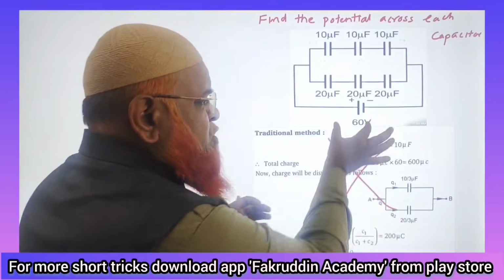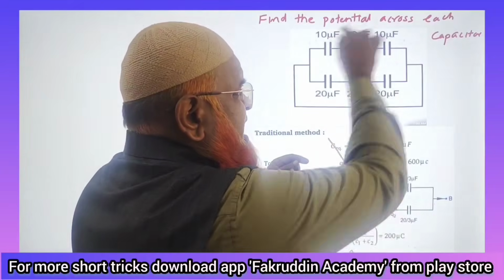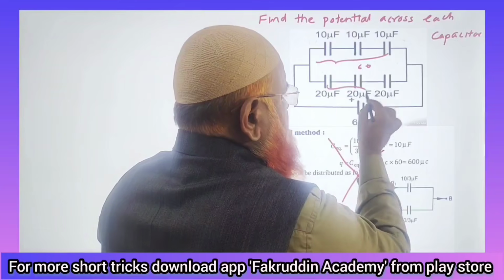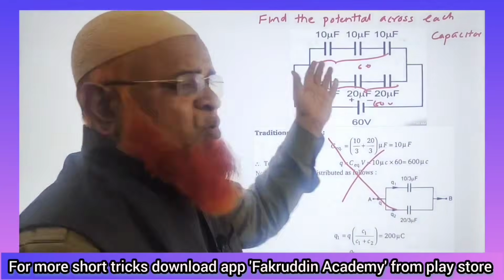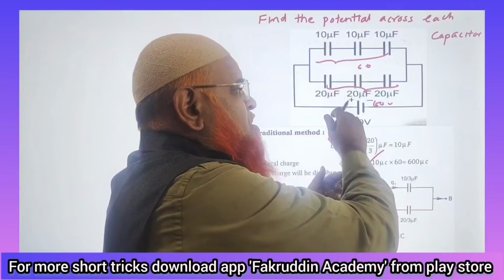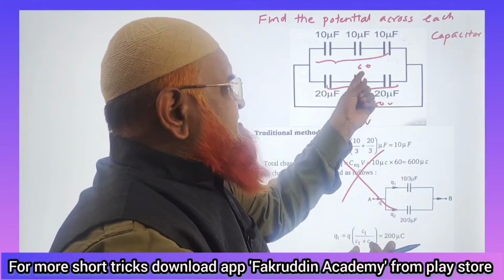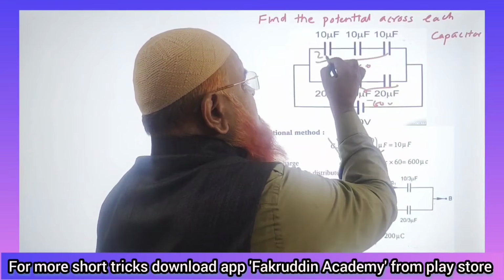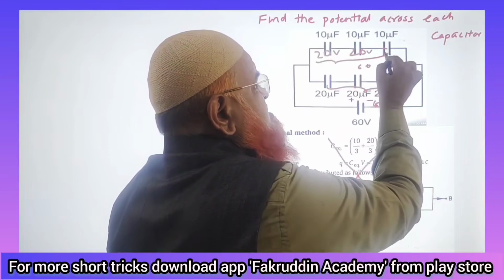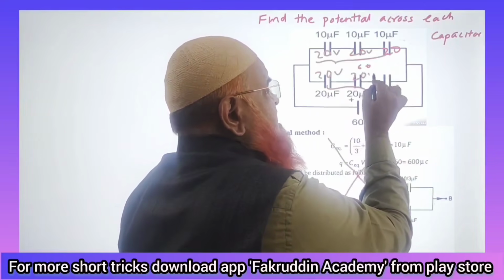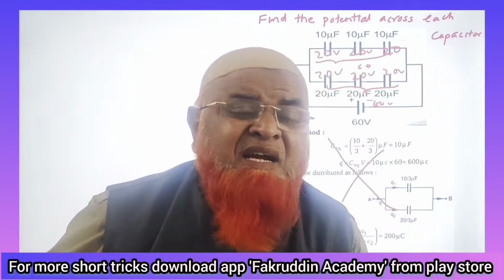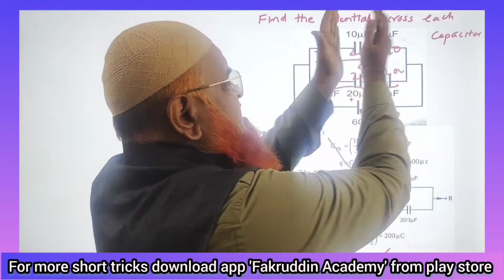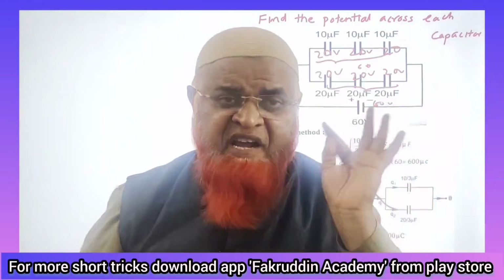The easiest method is, this is 60 volts, and these two are parallel connections. That means among these three also 60, among these three also 60 volts. But you know that all the three capacitors are same, whether bottom or top. Then what happens? This 60 is exactly divided among the three capacitors. That means this will get 20 volts, 20 volts and 20 volts. This also will get 20 volts, 20 volts and 20 volts. That's it. Finding the potential across each capacitor means it is just 20 volts. Each capacitor is getting 20. Hope you have enjoyed this.